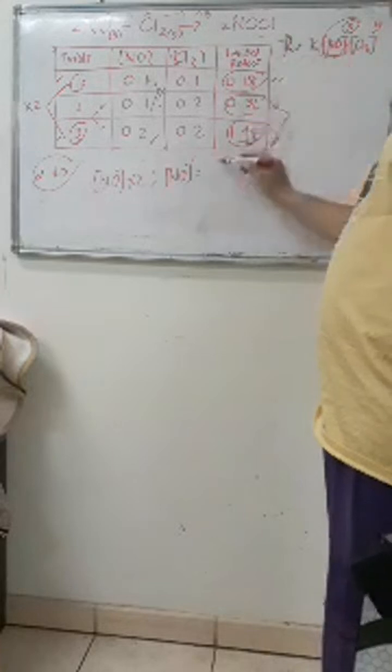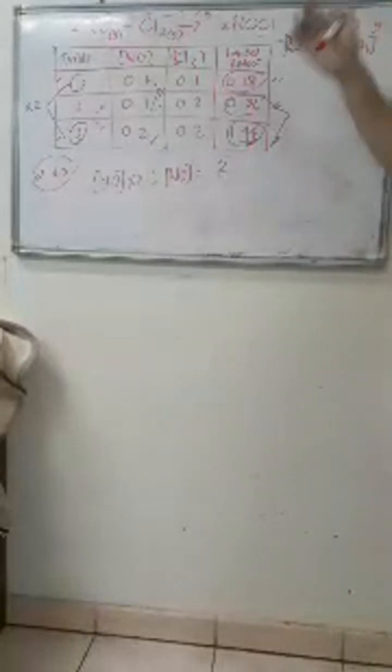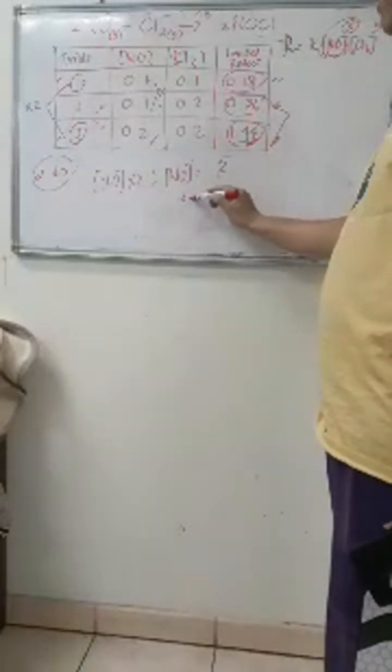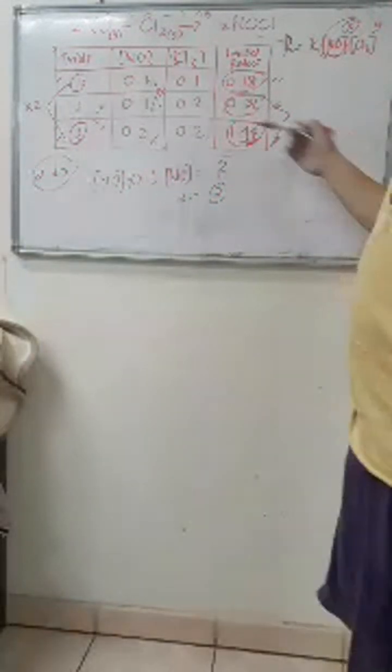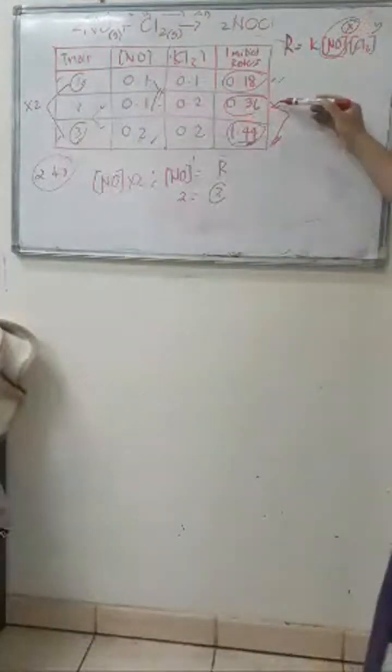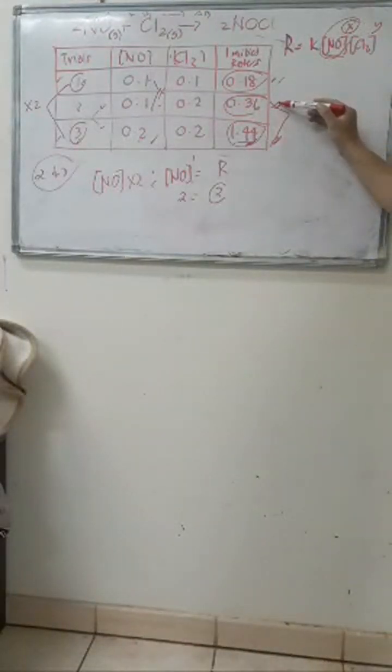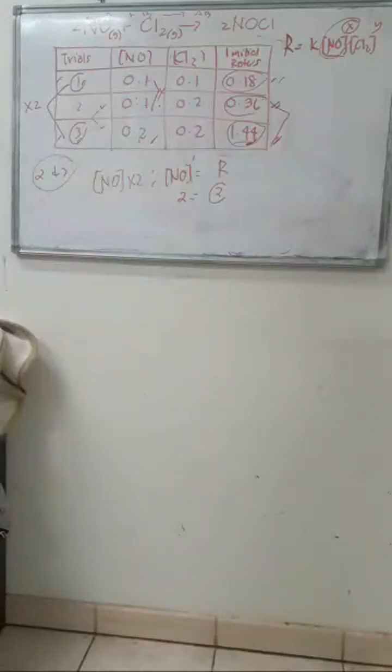So what will be your increase factor of your initial rate? So 2 raised to the power 1 is 2. So your rate will be equal to 2. So, is this true that when you use trials 2 and 3, your rate will be increased by 2 in this one? So, 0.36 times 2. No, it's not. It's 0.72. You got the point for NO. So, it's not first order. Let's try NO second order.